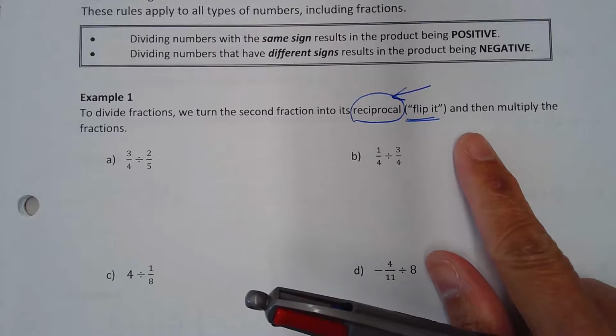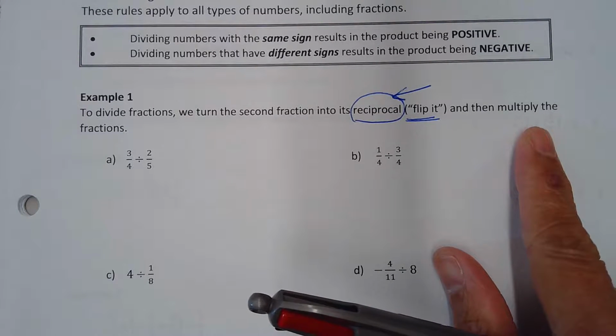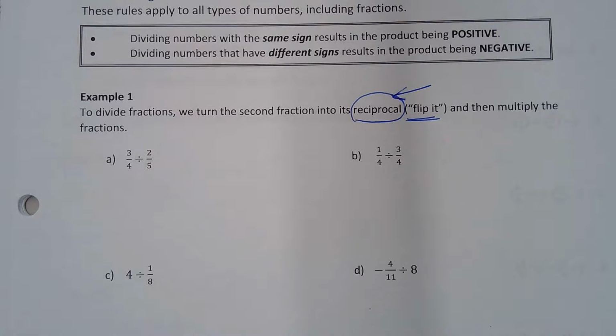And then, something that's not new to us is to multiply the fraction. So, two steps here. Reciprocate, multiply. And how do we multiply again? We said yesterday, to multiply, we take the numerator times the numerator, and then denominator times denominator. Okay? And then, if we need to reduce, we reduce. That's yesterday's step.